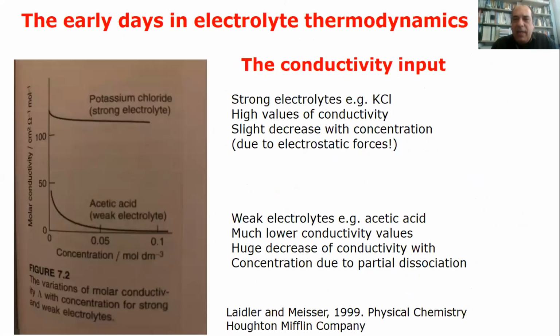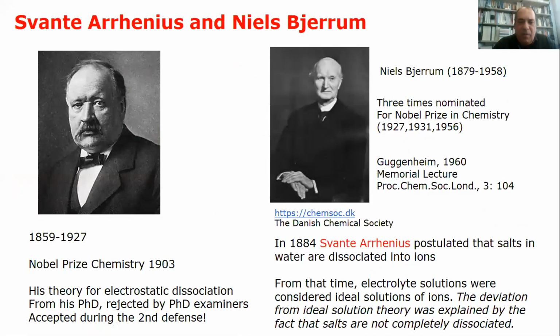And in the early years of electrolyte thermodynamics, it was not entirely clear what is the reason for all of those things. People have been studying the conductivity. Of course, the conductivity for strong electrolytes is higher than the weak electrolytes, but it also decreases a little bit with composition. And that was unclear what was the reason. Svante Arrhenius and Niels Bjerrum had some exciting discussions about that.